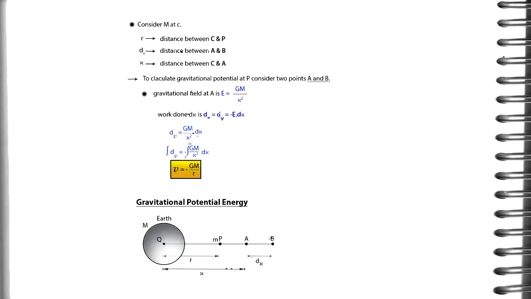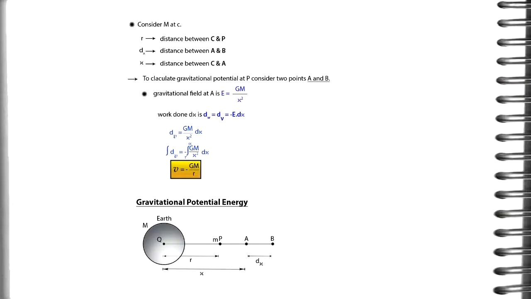Consider M at C. R is the distance between C and P. dx is distance between A and B. x is the distance between C and A. To calculate gravitational potential at P, consider 2 points A and B. Gravitational field at A is E equal to GM by x square.